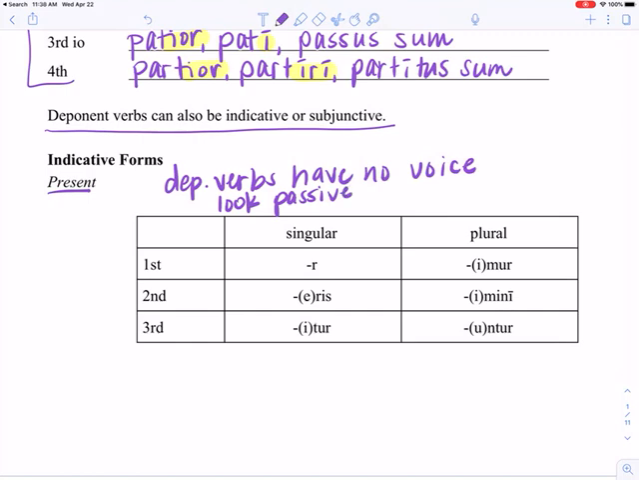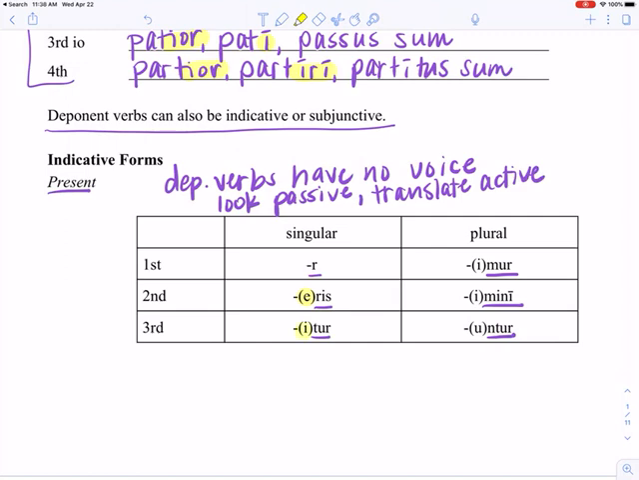Okay, and you can see that right here. Are, ris, tur, mur, mini, untor. Okay, but when we translate them on that next page, we're going to translate them active. Okay, one more thing.